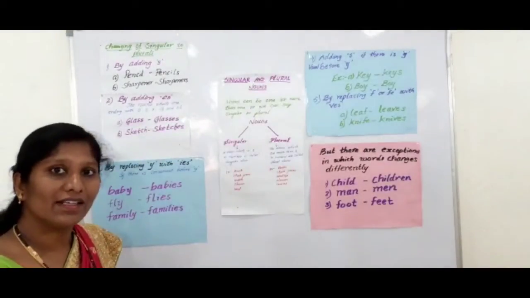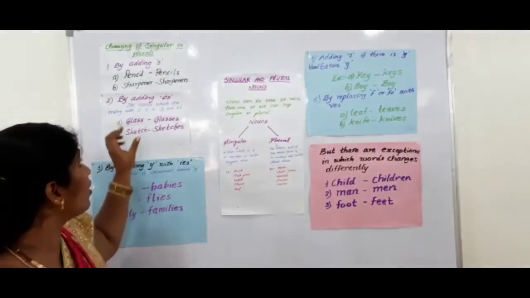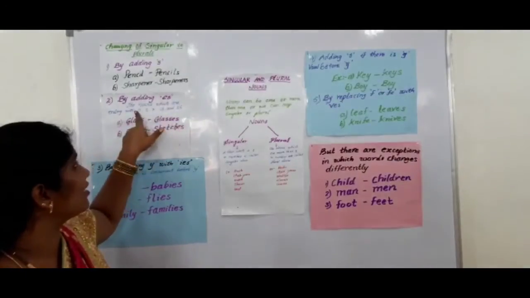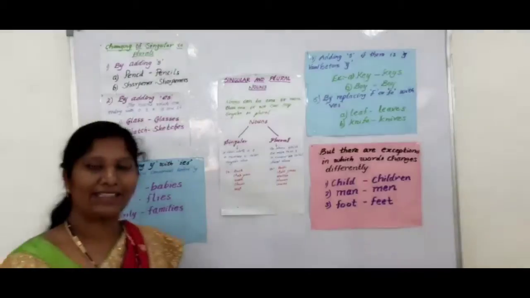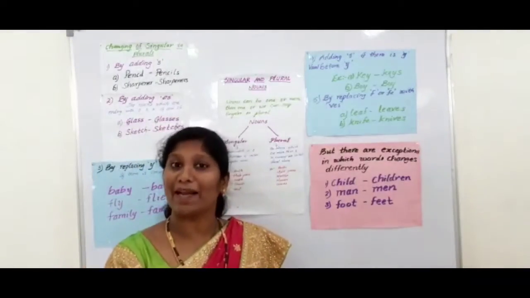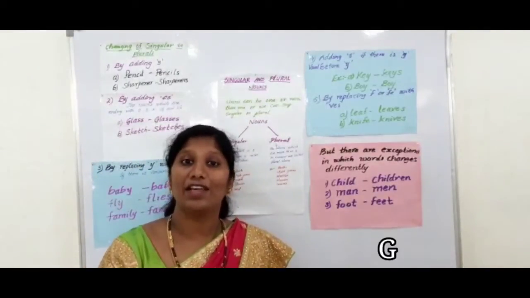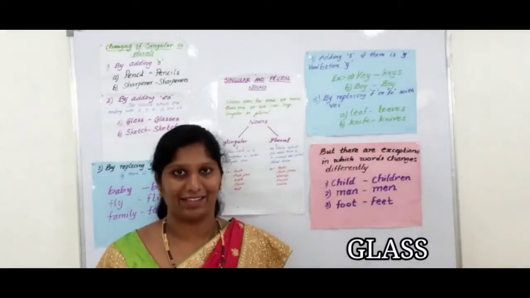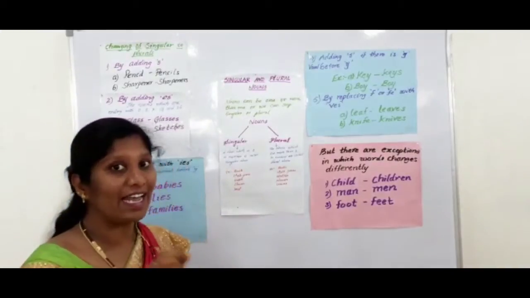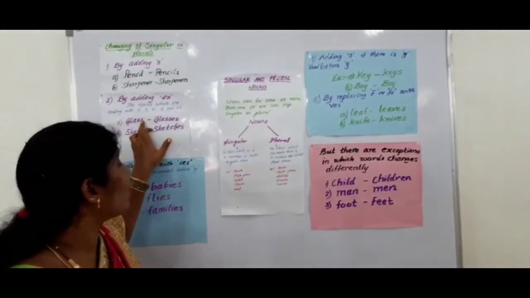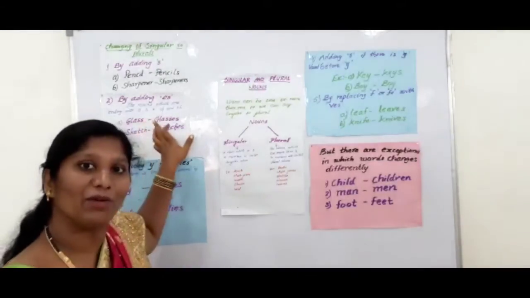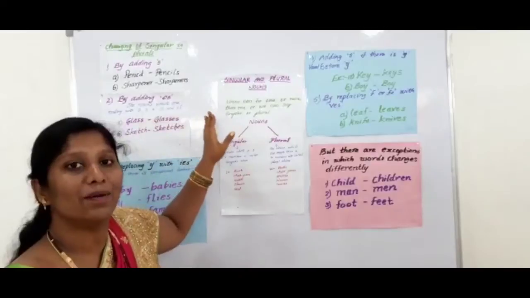You have to add ES to the words which end with these letters O, S, X, CH and SH. For example, glass. What is the spelling of glass, children? G-L-A-S-S. Glass. So with which letter has it ended? Yes, ended with S. So what do you have to add now? You have to add ES to make it plural.